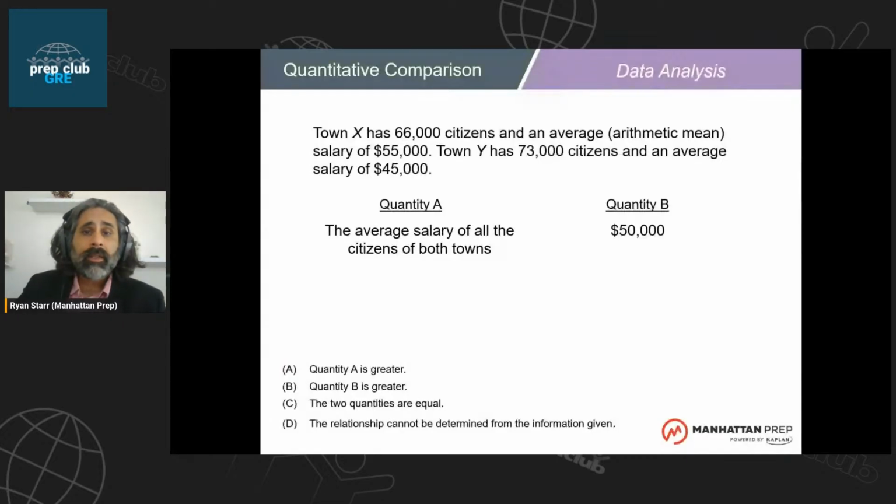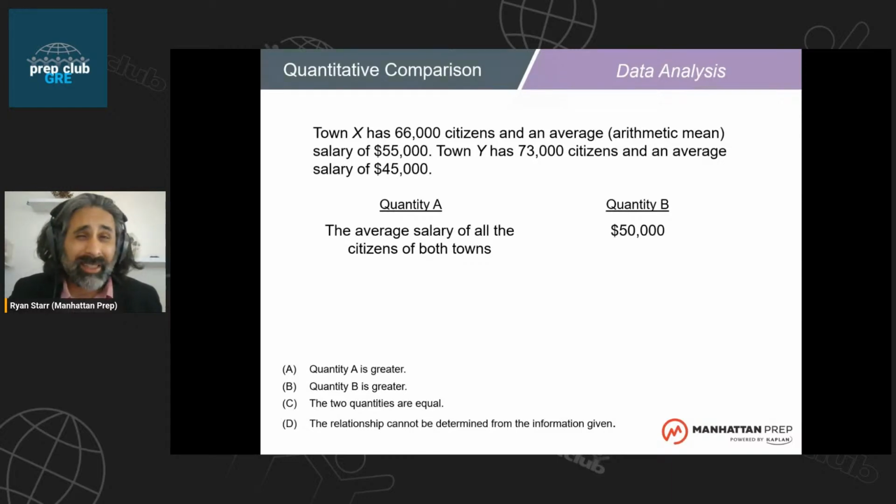You can use the information up top. 66,000 citizens, average of $55,000, 73,000 citizens, average of $45,000 salary. And calculate the average salary of all the citizens of both towns. You'd need to get the total salary for the two towns, and then you'd need to divide it by the total number of citizens in the two towns. Bish, bash, bosh, you're good.